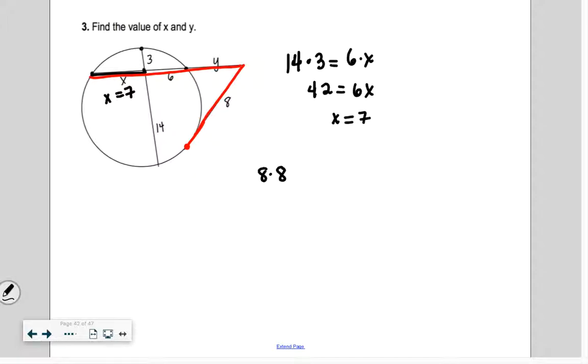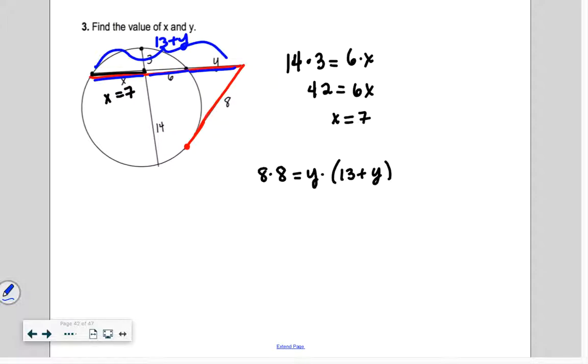Now we need outside times whole. Outside is y. Times 7? Nope. Times 42? Nope. Oh gosh. 7's out. 42's out. What else? 13 plus y. Where does the 13 come from? What's 7 plus 6? Oh, this is 13 plus y. Do you guys see it? Because it's 7 plus 6 plus y.